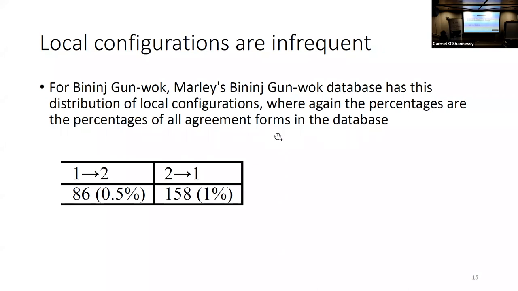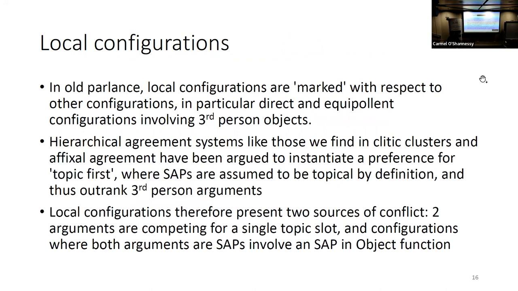Based on what Alex was able to pull out, we can show that combinations of first and second person are 0.5% combination of the second person subject with first person object, 1% of the corpus. And this is percentages of all the grammar forms in the database. So again, very small numbers. And this is a corpus that does involve some components of conversation. So in old parlance, we could say that local configurations are marked with respect to the other combinations of arguments in the green paradigms. In particular, the direct and equipollent configurations involving third-person objects.